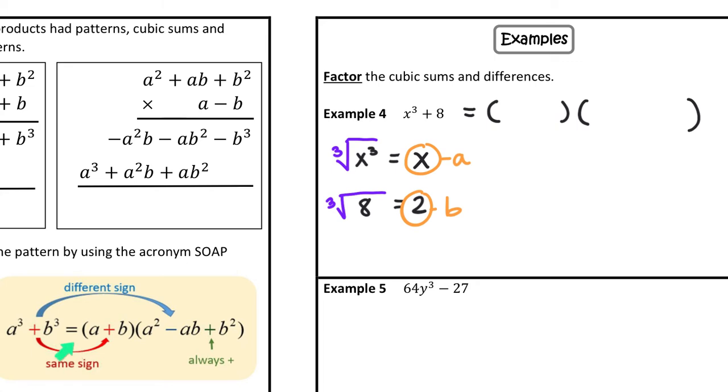So we're going to use SOAP. Same, opposite, always positive. So in my first parentheses, making sure I have the colors ready. Okay, in my first parentheses, if the middle sign is positive, then this one is also going to be positive. And then I'm going to put A. A plus B.